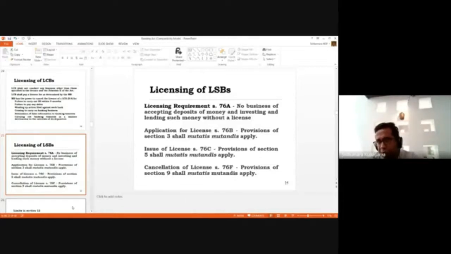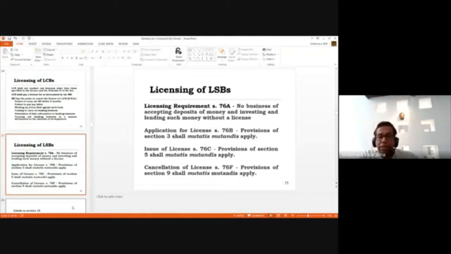So you see the definition of the business carried out by a licensed specialized bank is given here. No business of accepting deposits of money and investing and lending such money. That is how the business of a licensed specialized bank is defined in the Banking Act. So you cannot be accepting deposits of money and investing and lending such money without a license. You see here, there is no reference to banking business, right? There is no reference to deposits payable on demand. What it says is you can't accept deposits of money and invest and lend such money without a license. That is licensed specialized banking.